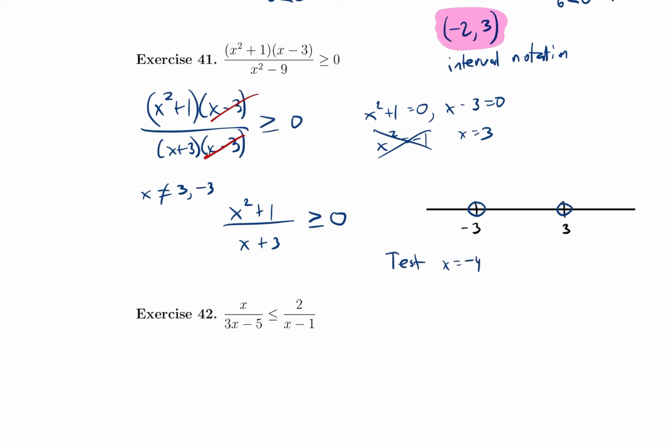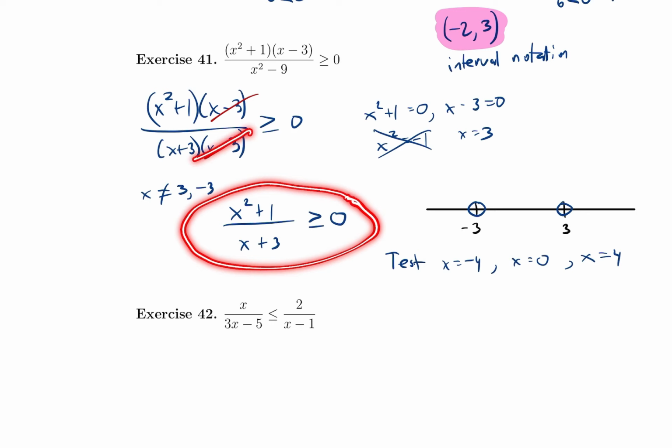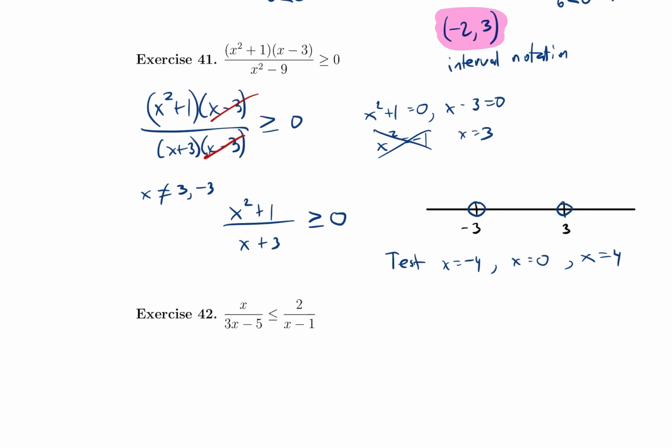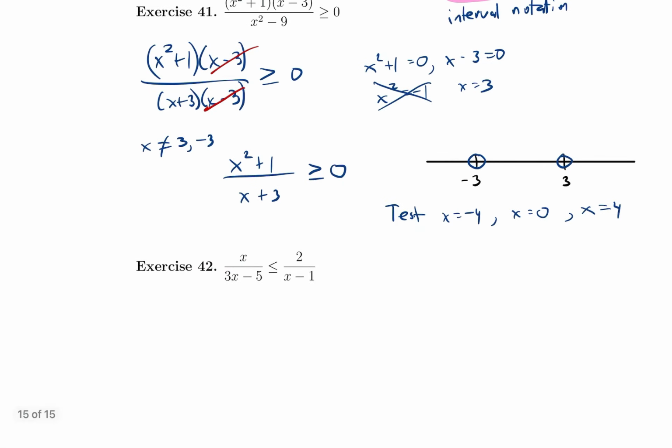So let's test negative 4, 0, and positive 4. You can test them into this more simplified version because we've canceled these out. So now you can just test these values in here instead of up there. For the first one, if you plug in negative 4, you're going to get negative 4 squared plus 1 over negative 4 plus 3 greater than or equal to 0. That's going to be 17 over negative 1. That is false. Negative 17 is not greater than 0. So this is false.